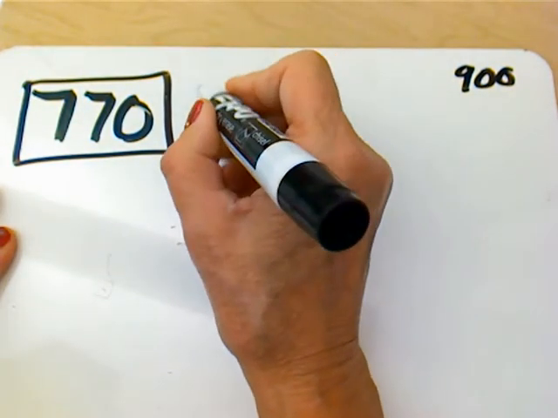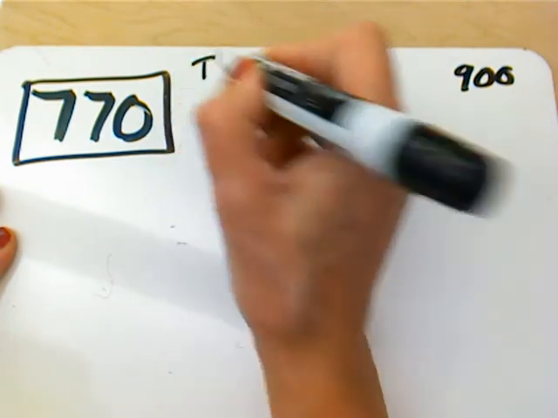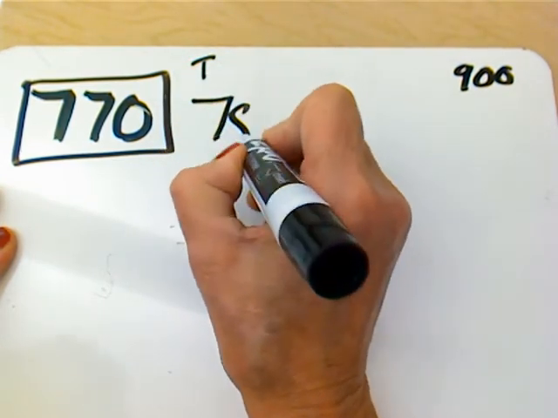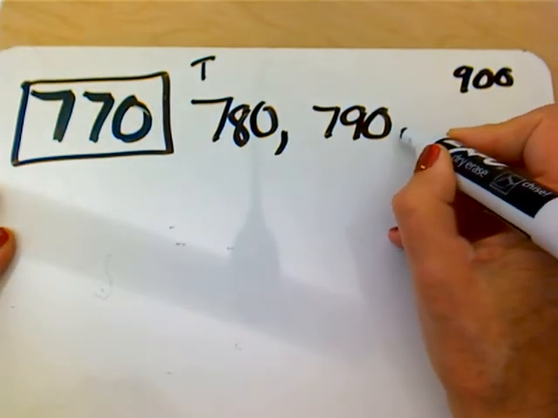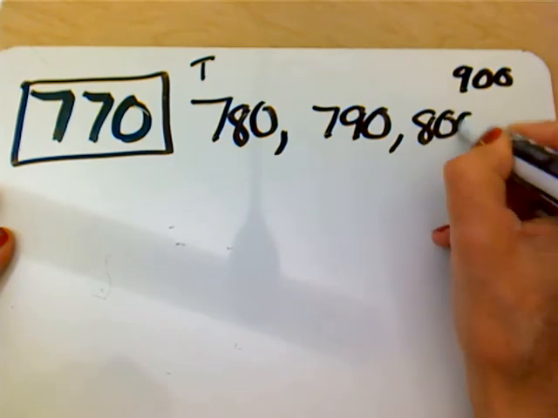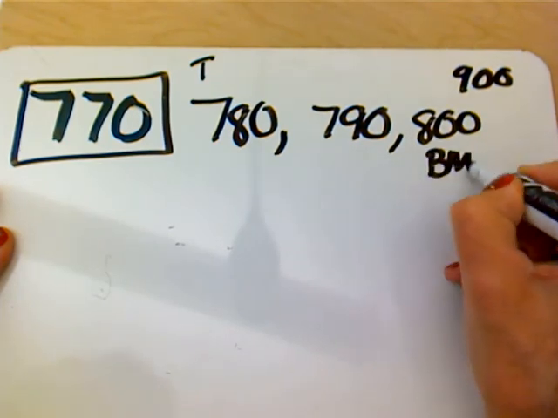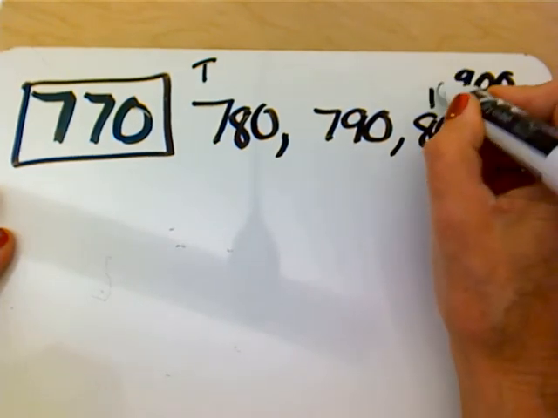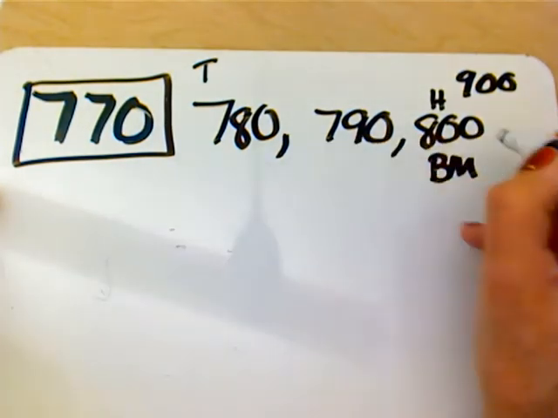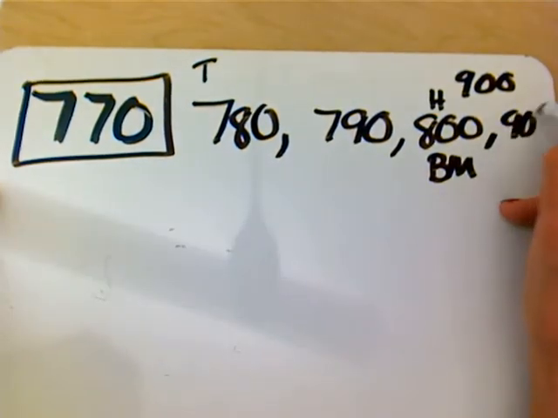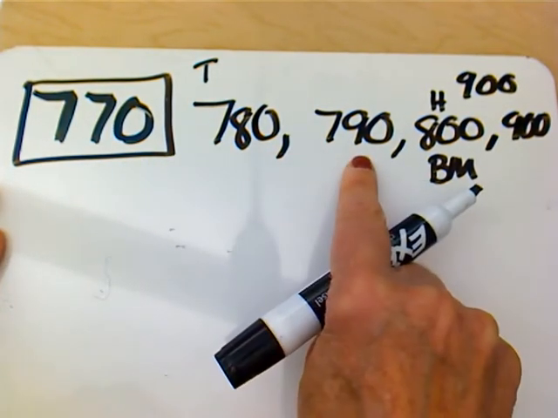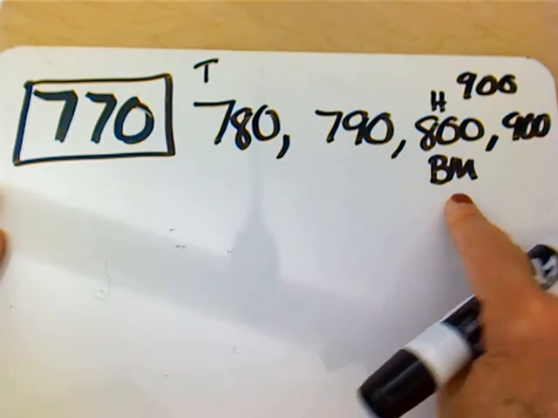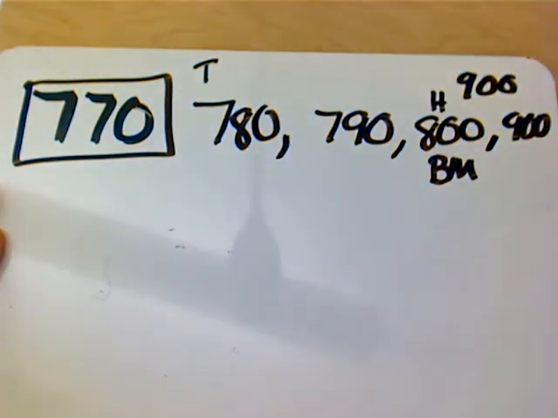Alrighty then. So did you start by counting by tens? I hope you did. 770, 780, 790. Oh my gosh, I'm so excited. This puts me at 800, which is a benchmark. I'm going to switch from tens to hundreds. 800 and one more 100 would give me 900. So 770, 780, 790, benchmark 800, last number 900. Congratulations if you did that correctly.